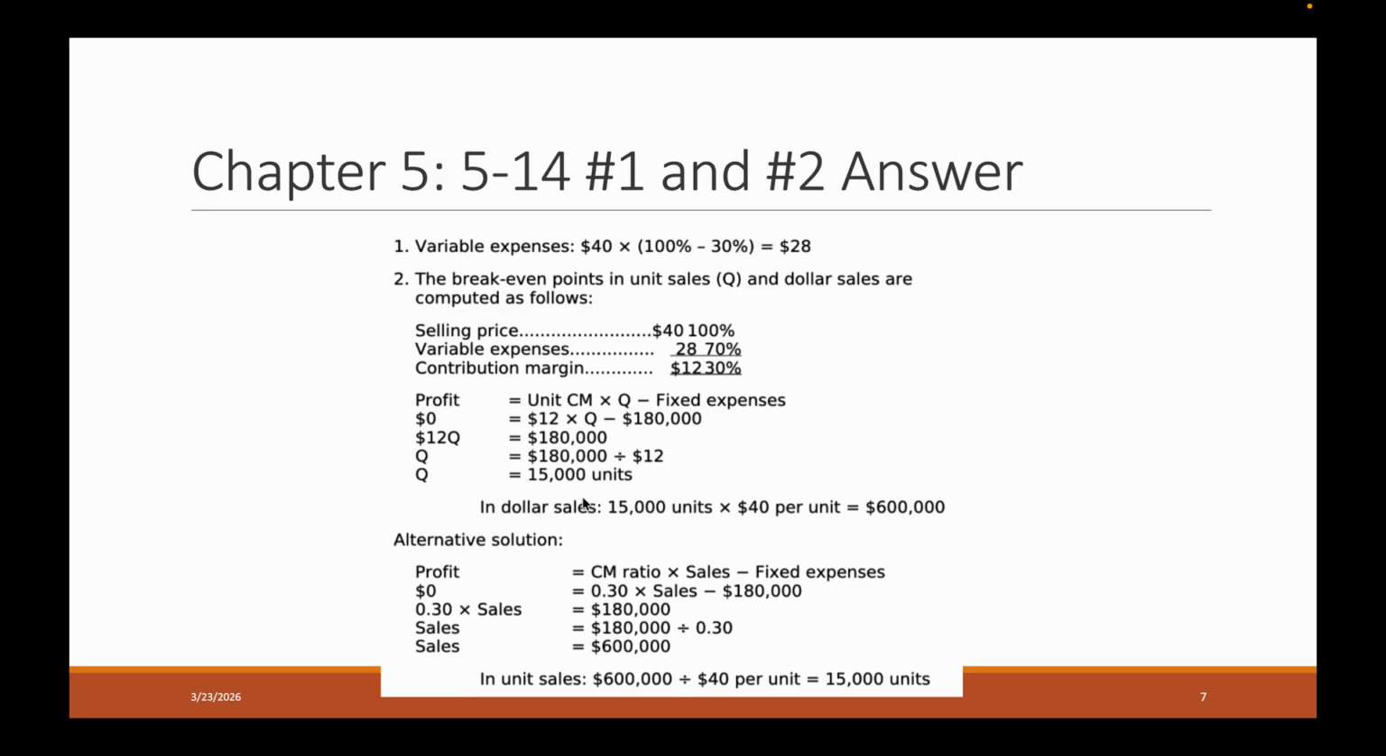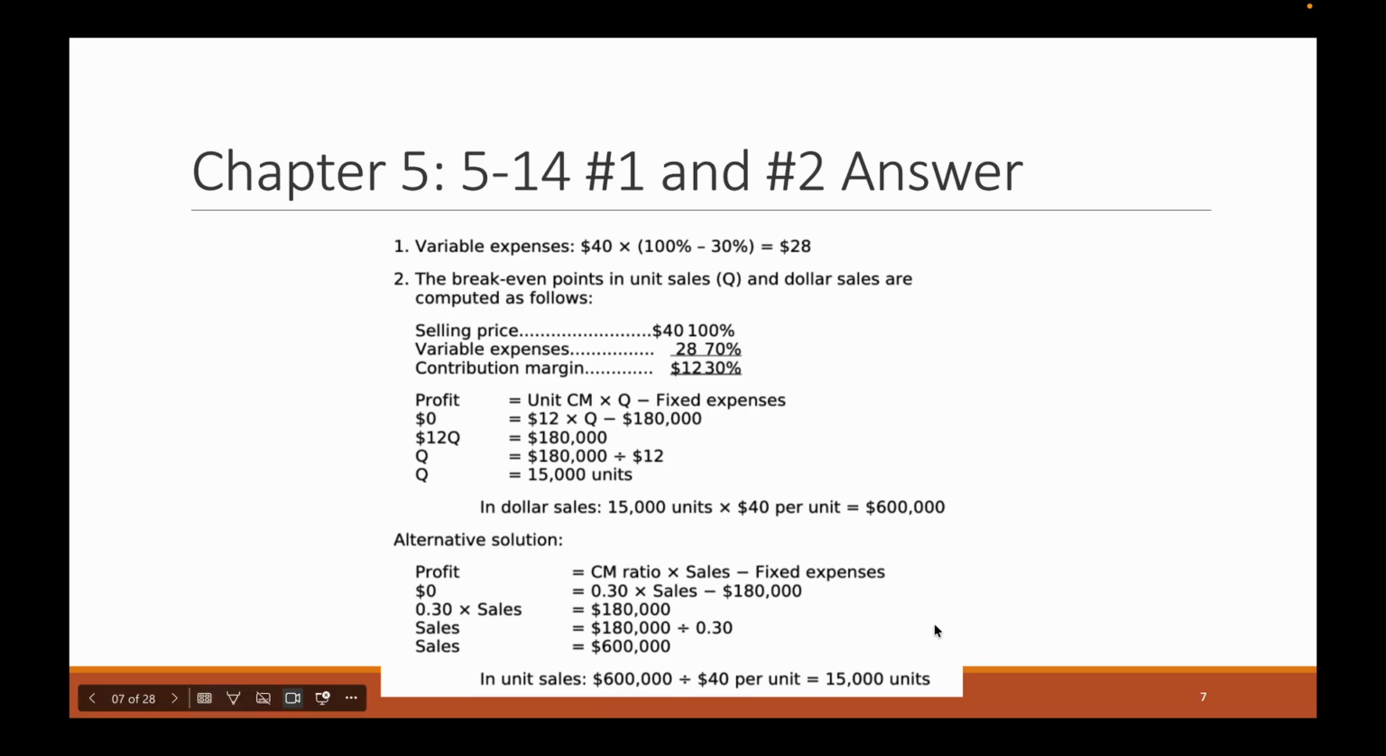Now, if you want to figure out what that is in sales, you just have to multiply the 15,000 units times the per unit sales price of $40, and that gives us a break-even point in sales of $600,000.